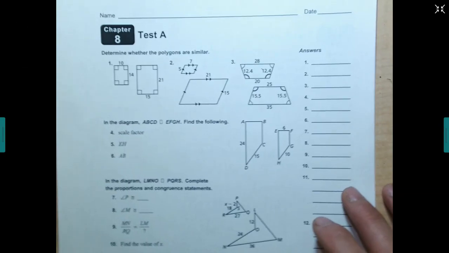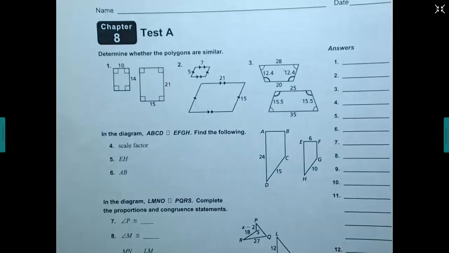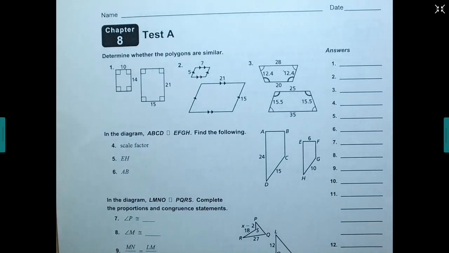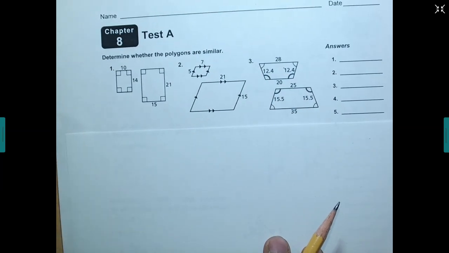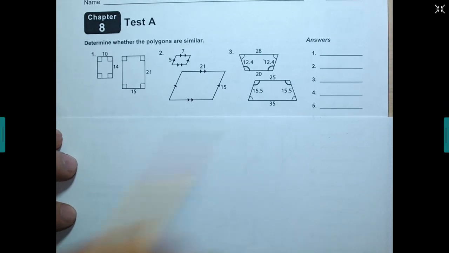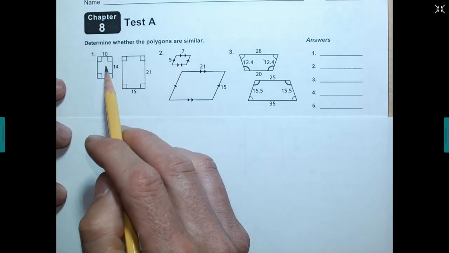Okay, welcome back, students. Today is our test corrections for the Chapter 8 test. It's kind of nice to see people did really well on the test. So let's get started. Determine whether the polygons are similar.